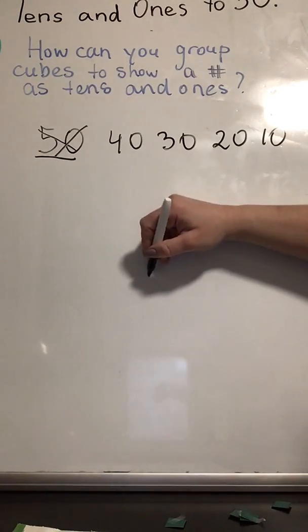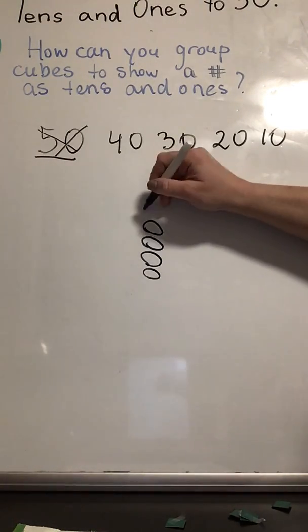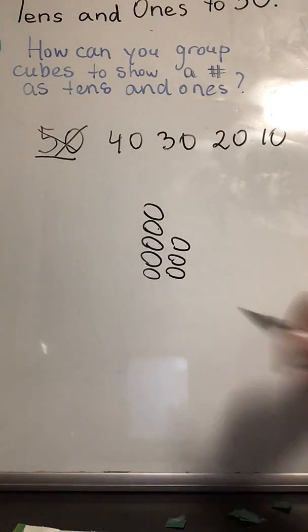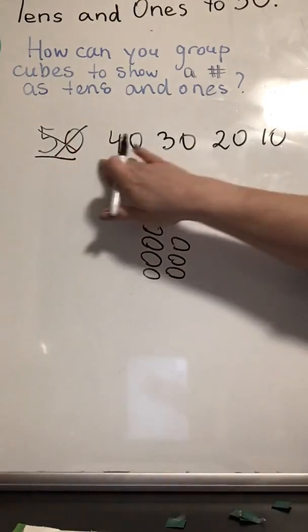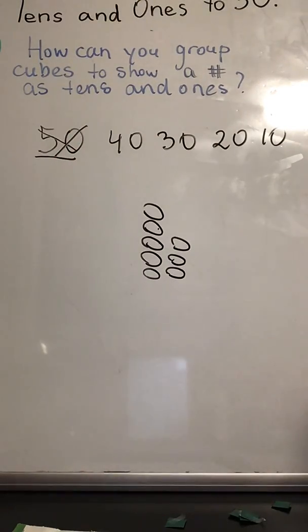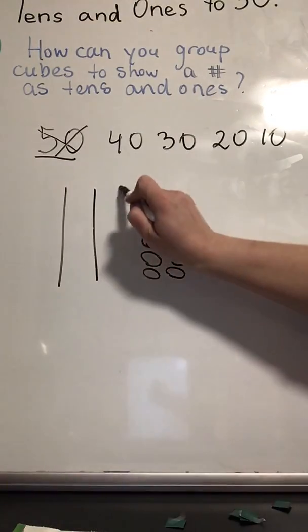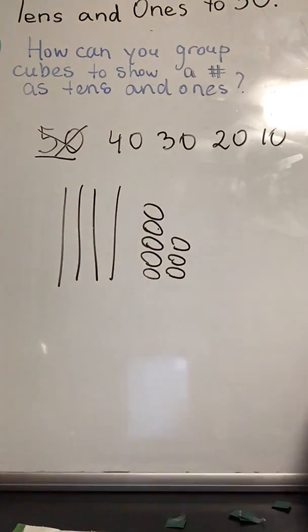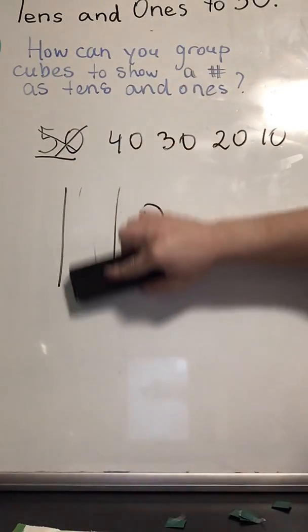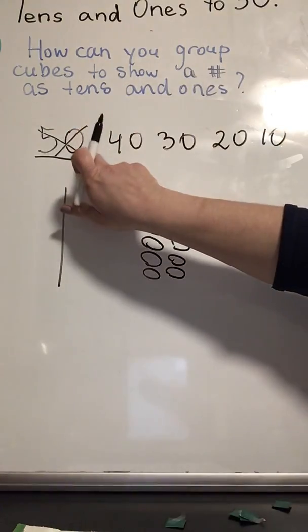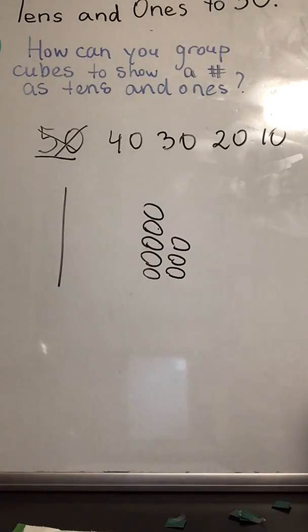Well, I know that in the ones place I will have 8 bits. 1, 2, 3, 4, 5, 6, 7, 8. I have 8 bits. Now you can put any amount of tens because it doesn't say specifically how many. It says some tens. So it could be 2 tens, it could be 3 tens, it could be 4 tens, or it could be 1 ten, 8 ones. So you get to create your own number, but it should be less than 50, no more than 50.